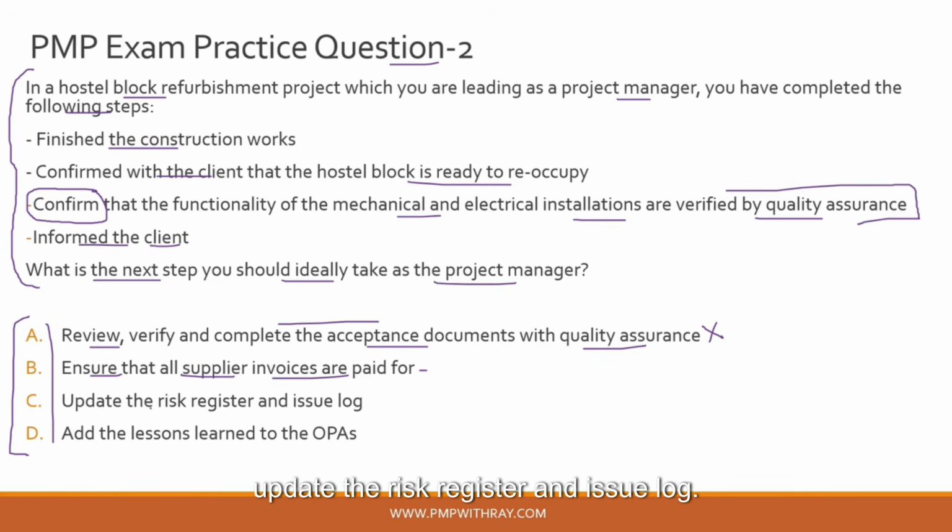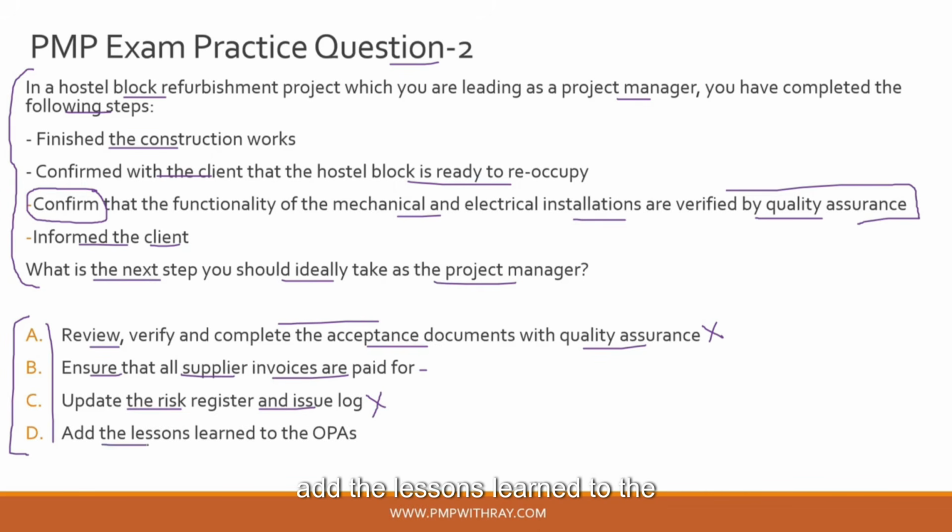Option C, update the risk register and issue log. Okay, that's a very generic option, guys, because updating of the risk register and issue log starts to happen from the execution stage of the project and continues throughout the monitoring and controlling stage and into the closeout stage as well. So this is not something specific that needs to happen in the closeout stage, and for that reason this option is quite broad and doesn't gel too well with the scenario that has been provided as part of the project closeout scenario, and that is why I will eliminate option C.